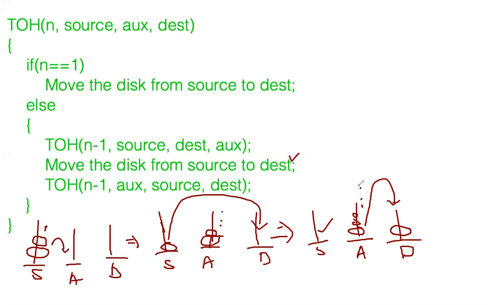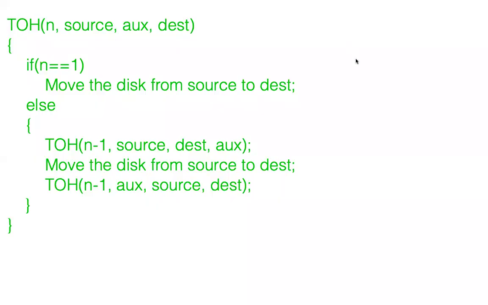We need to move all the n-1 disks at first from the source to the auxiliary, using the destination as the auxiliary peg. And then we have to move the last disk, which is at the source, to the destination. After that, we have to move all the n-1 disks from the auxiliary peg to the destination using the source. So this is the concept.